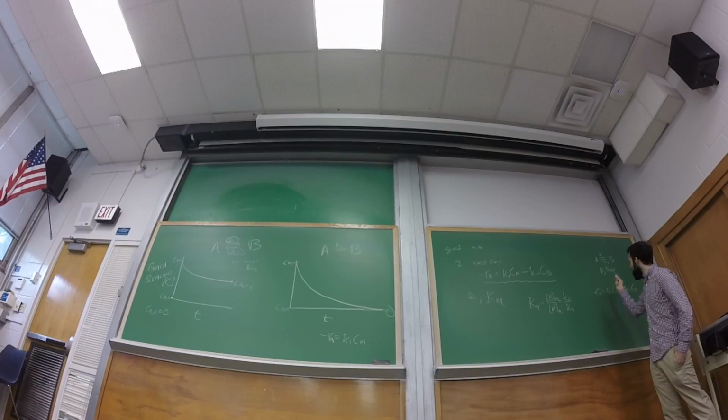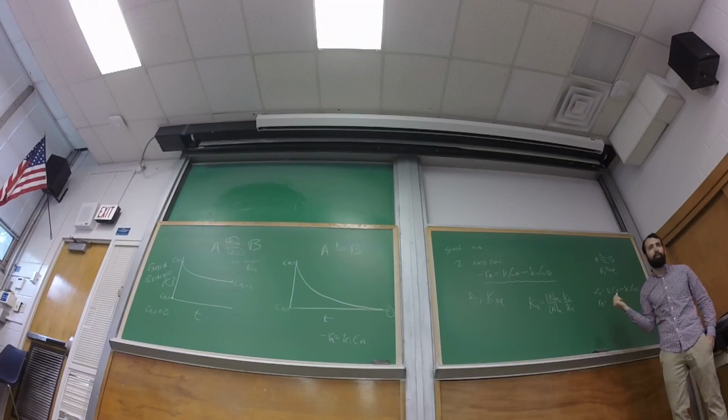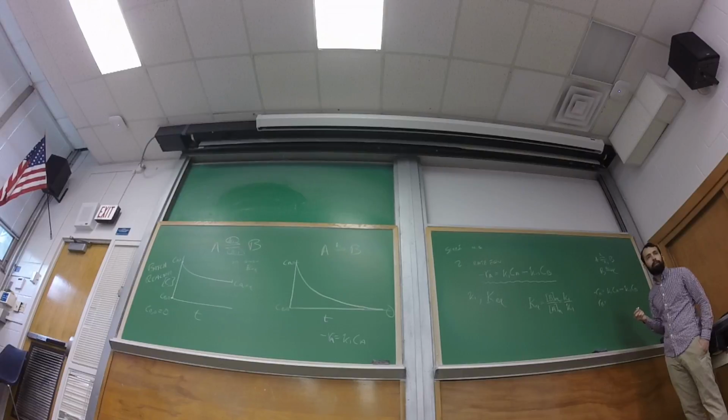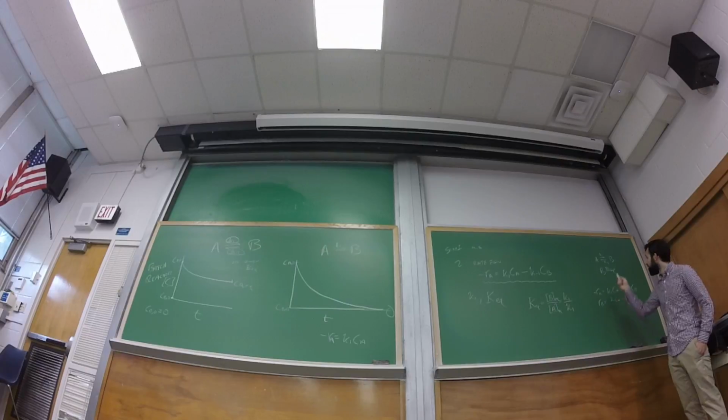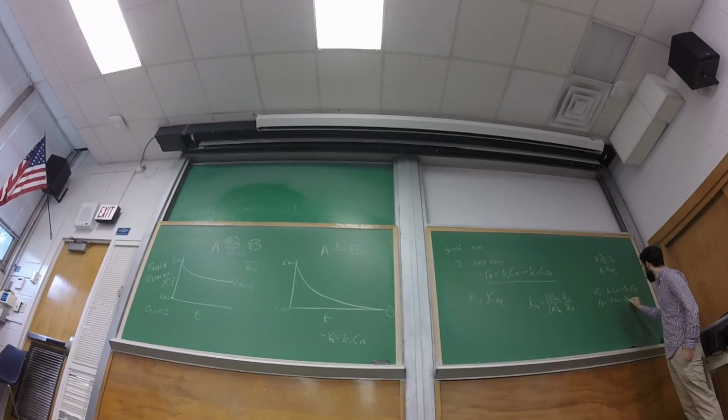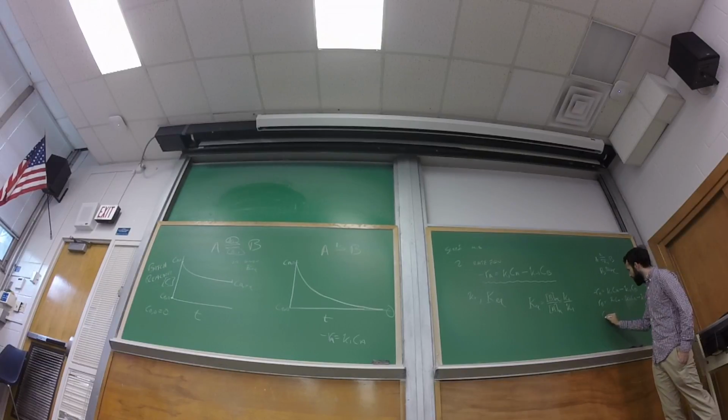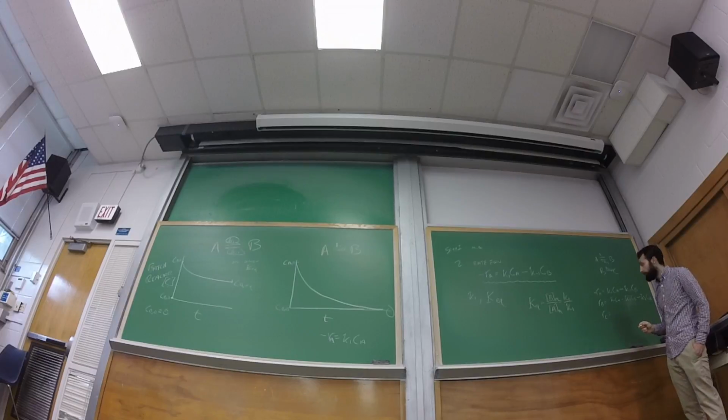And now what's the rate of B? We could write it as production or consumption, it doesn't matter. I'll write it as production. k1 C_A minus k2 C_B. You left one out. Oh, yeah. Minus k_-1 C_B. Minus k2 C_B. And now what's the rate of C? k2 C_B.